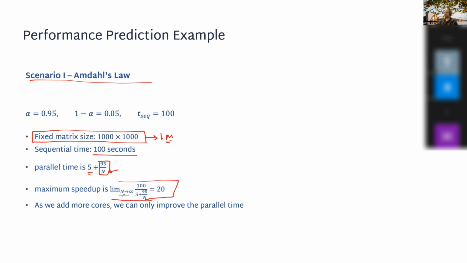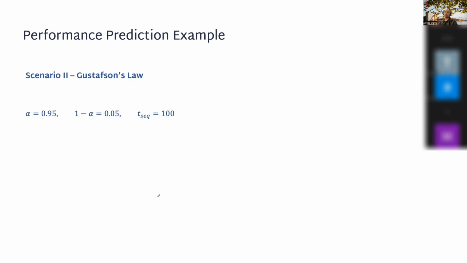even if you introduce an infinite number of processors, your speedup is not larger than 20. So in the best scenario, using this Amdahl's law, your strong scalability only gives you 20 times of speedup, right? Okay. So let's do the same thing with the Gustafson's law or weak scalability.